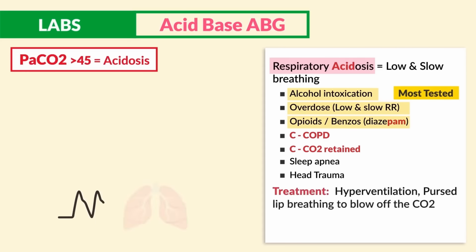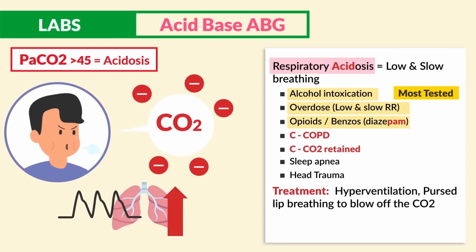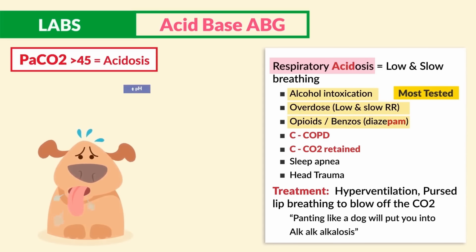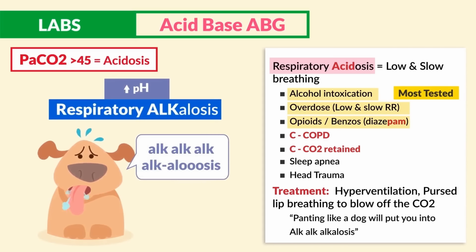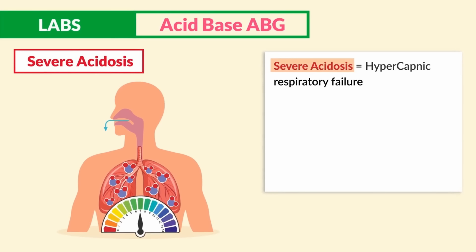So the key treatment to get rid of all this CO2 is hyperventilation. We use pursed lip breathing to blow off all that CO2. So just think we have to pant like a dog, and that'll put you into alkalosis. Now for severe acidosis, this is called hypercapnic respiratory failure.